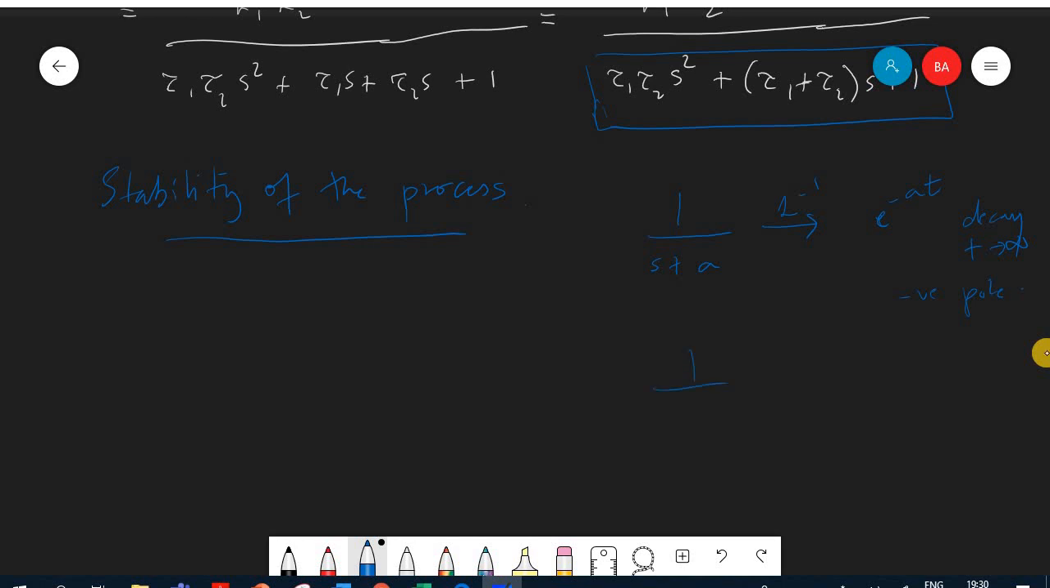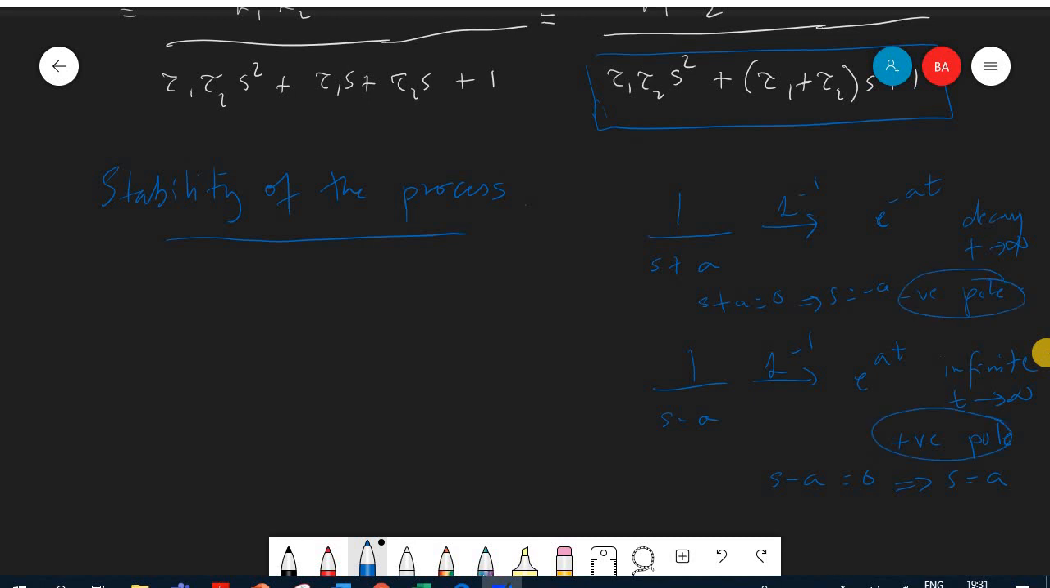However, if I have something like 1 over s minus a, and I take the Laplace inverse of that, this will be e to the power at, and this will go to infinity if t approaches infinity. So e to the power infinity is infinity, and that is when I have a positive pole. Positive pole means if you find the zeros of s minus a, s minus a is equal to 0, and this means that s is equal to a. So that is a positive pole. And here, s plus a is equal to 0 means that s is equal to minus a, and that is a negative pole.